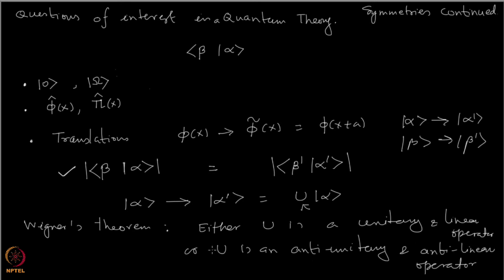So, that is something we are not going to discuss, and the proof of this theorem you can find, for example, in Weinberg volume 1. You can also find discussion on anti-unitary operators there. So, for us u will always be unitary because we are not going to consider time inversion.